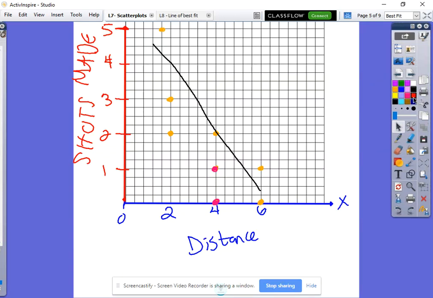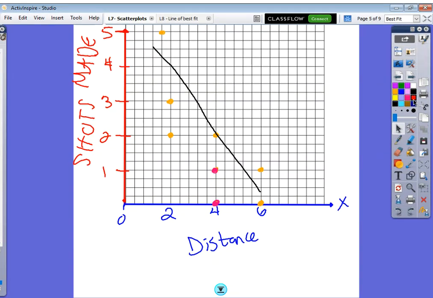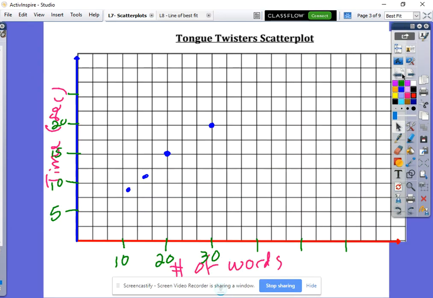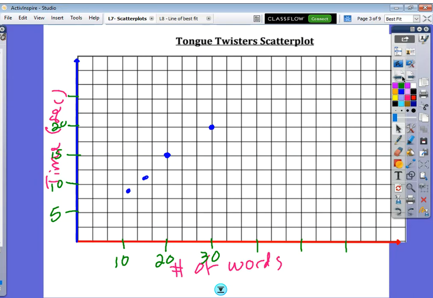So, folks, we've looked at creating our graphs now. You guys have worked hard on that. You've done your activities here, and you should have, for the little basketball challenge, a graph that looks something like this. For your tongue twisters, your graph might look something like that.